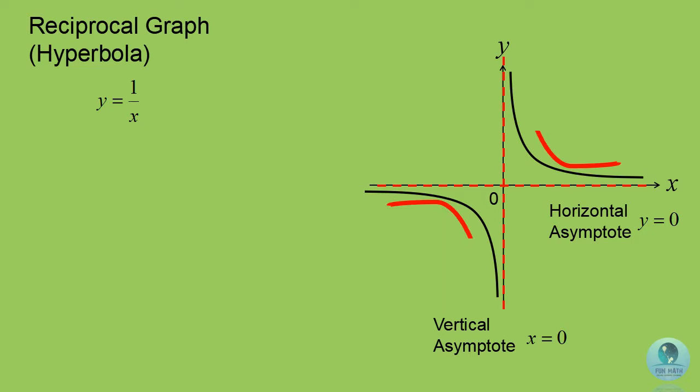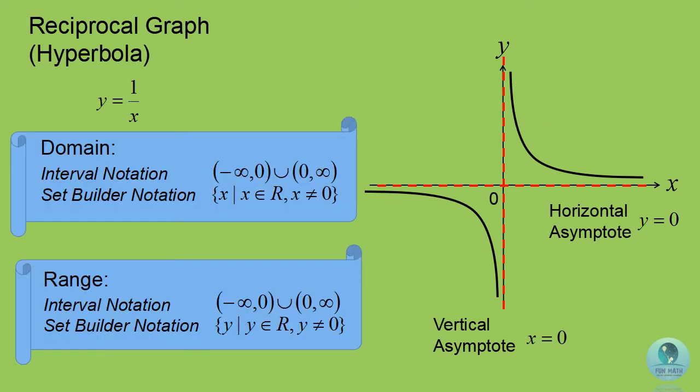When x approaches 0, y will be approaching positive or negative infinity. So the domain will be x consists of all sets of real numbers except x equals 0. Meanwhile, the range will be y consists of all sets of real numbers except y equals 0.